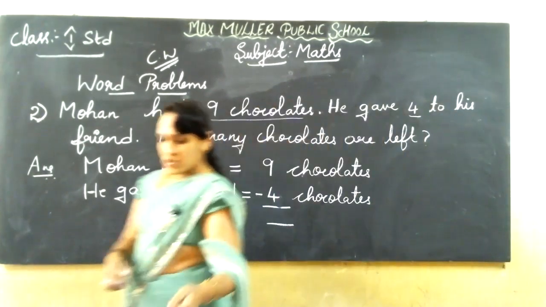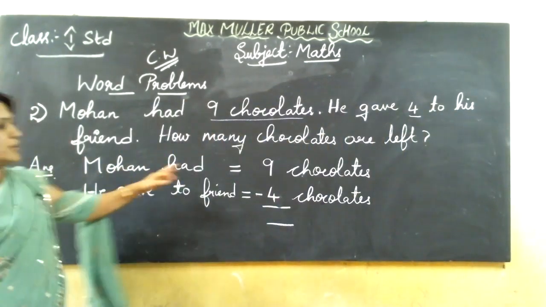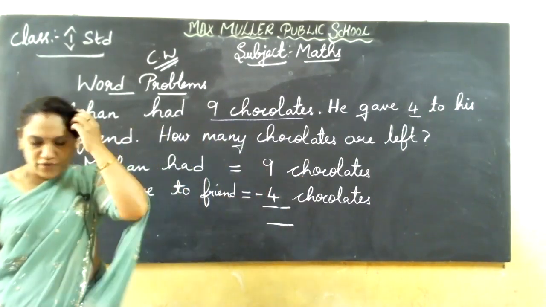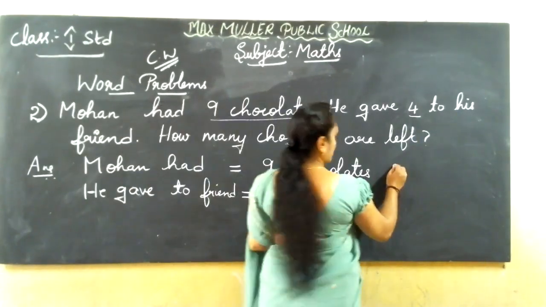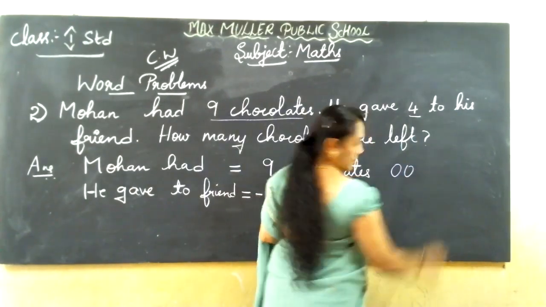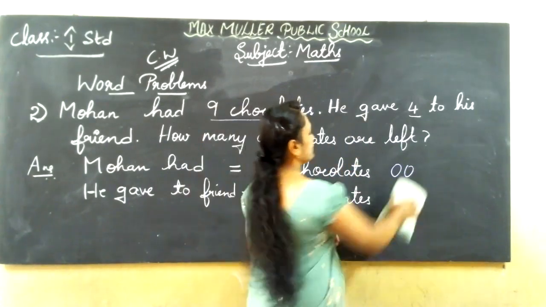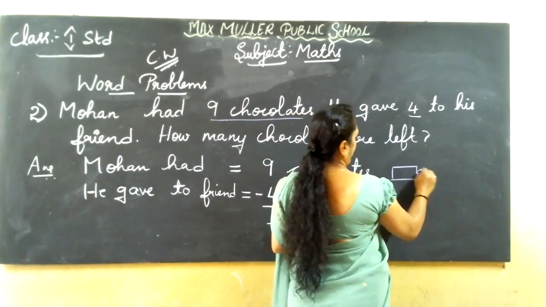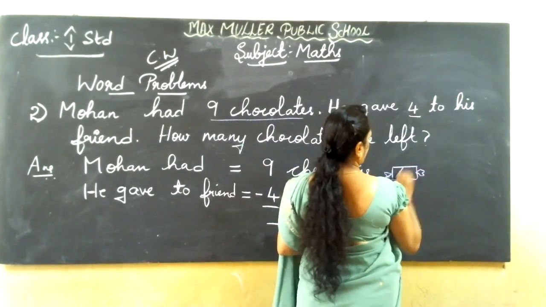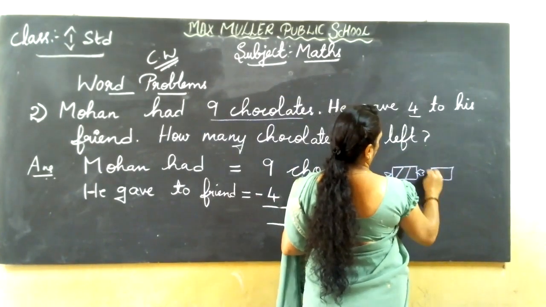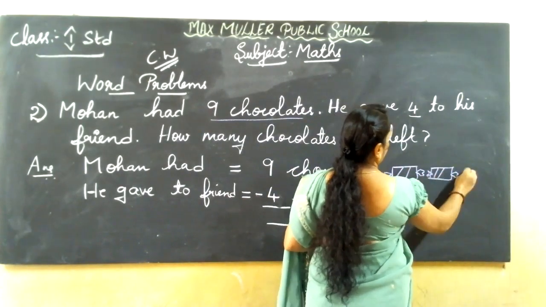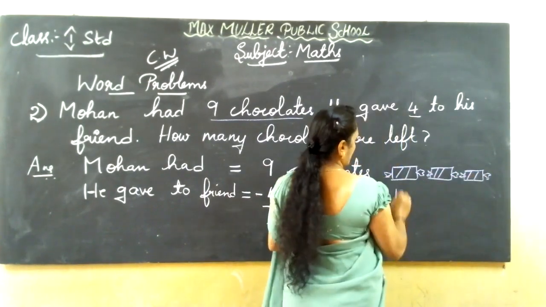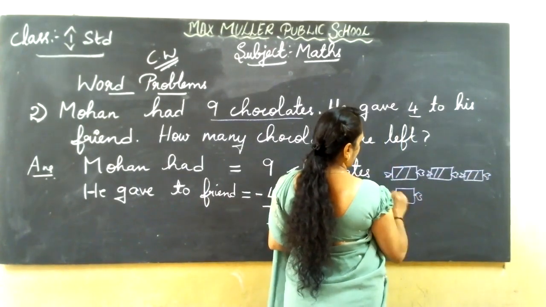Yes, finished. Mohan had 9 chocolates. He gave to his friend how many? 4 he will give. So you can draw 9 circles, 9 chocolates. You need not draw this. I am giving it for you to understand, that's it. Pictures you need not draw. Just numbers are enough.